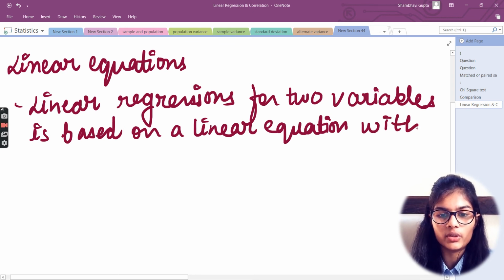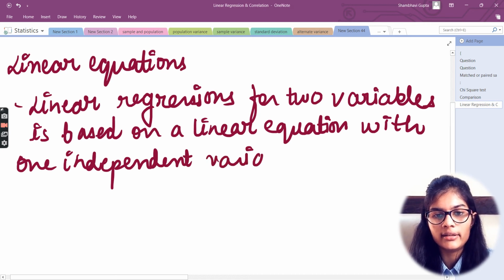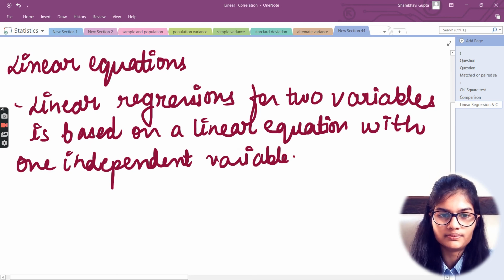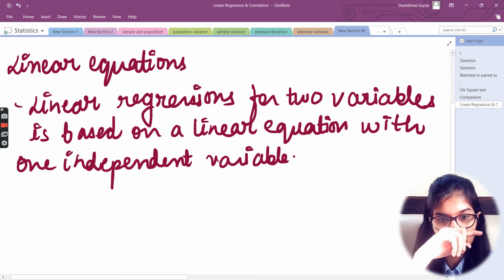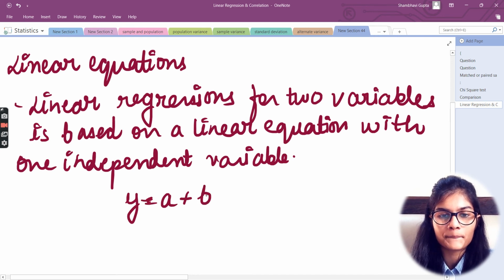It's based on a linear equation with one independent variable. Now, the form that we have here for the linear equations is y is equal to a plus bx. Y is equal to a plus bx. Hope many of you are familiar with this particular form as well.